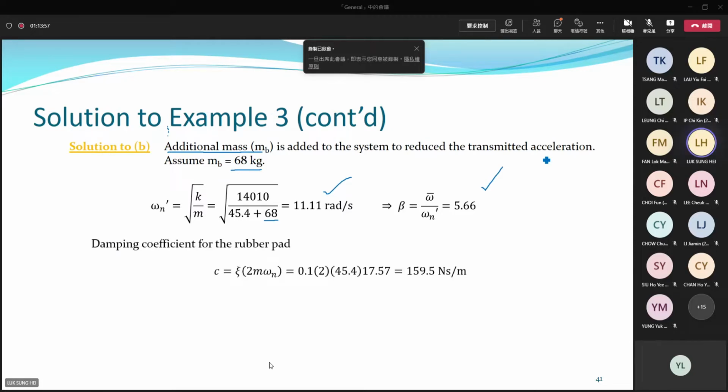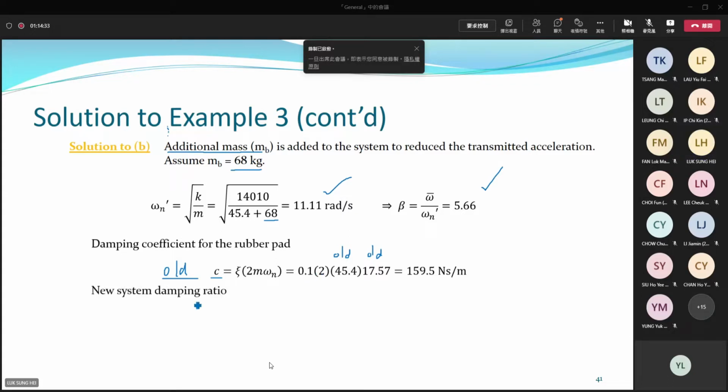Damping coefficient of our support, our rubber pad. We have to calculate the original value first. This is the original value, the old value, before adding the mass. Before adding the mass, the damping coefficient is equal to damping ratio 10% times 2 times the original mass, times the original natural frequency. This is the damping coefficient before adding our mass.